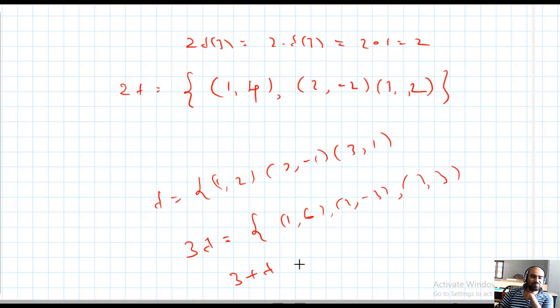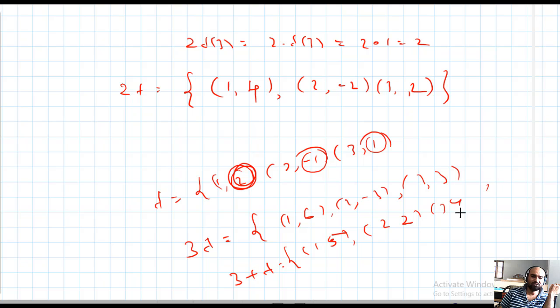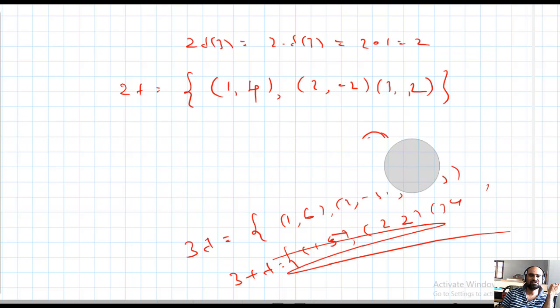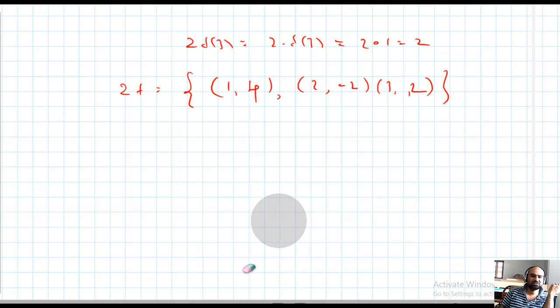Sometimes you want 3 plus f. The domain won't change. The domain of 3 plus f is the same as the domain of f. 1 comma something, 2 comma something, 3 comma something. What is something? 3 plus f of 1. So 3 should be added to this 2, that is 5. 3 is added to this 4 as well. What you get is nothing but 3 plus f. Again I will explain. 2f is completed, students.